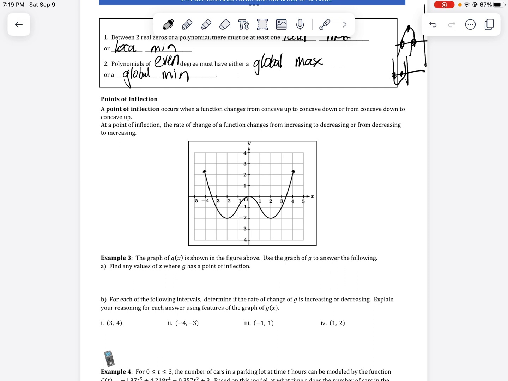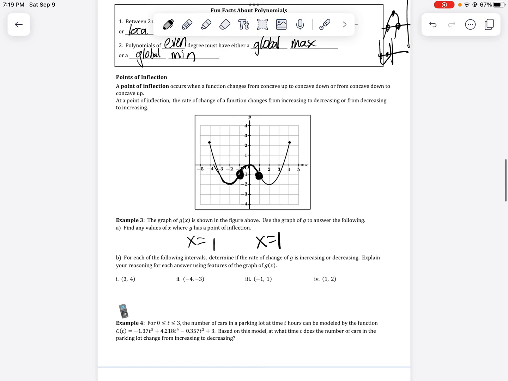So the last thing we're going to talk about is points of inflection. Points of inflection are when it changes from going concave up to concave down. So like here, we're concave up, and then right about here it changes, so at x equals -1, and now we're concave down, boom, it changes again to concave up. All right, and then this last one here.